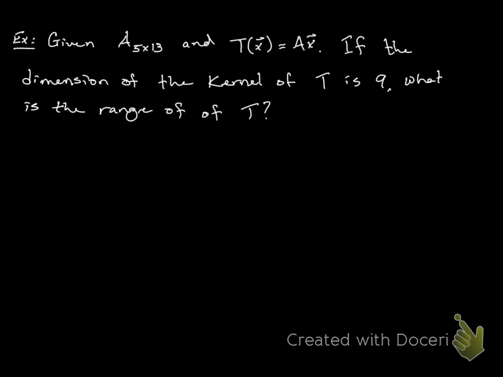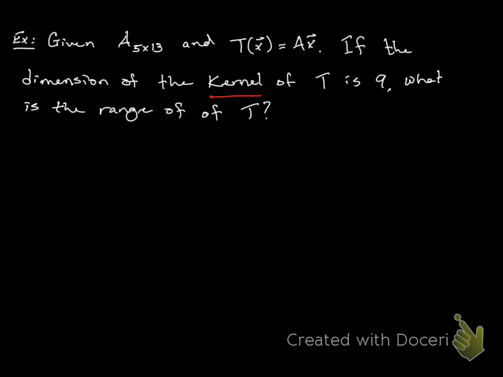Here's an example. Given A is 5 by 13, with some random numbers, and I have a linear transformation defined by that matrix. If the dimension of the kernel of T, and remember kernel is basically the same thing as the null space, just in the context of a transformation, is 9, what is the range of T? I want to figure out the dimension of the range.